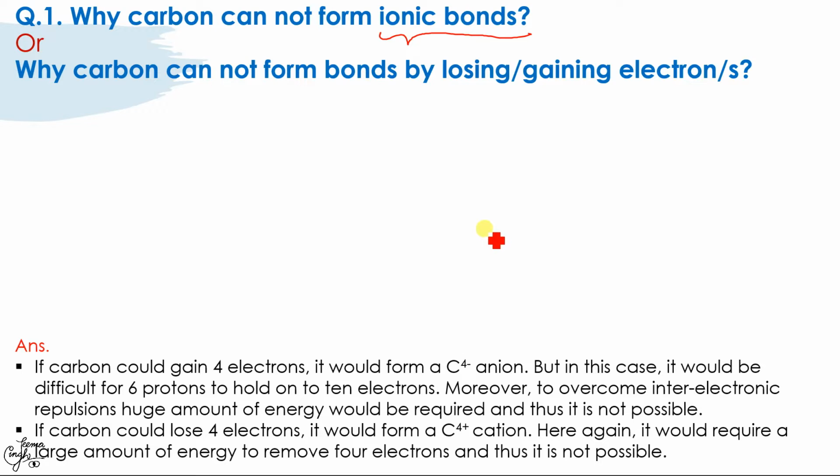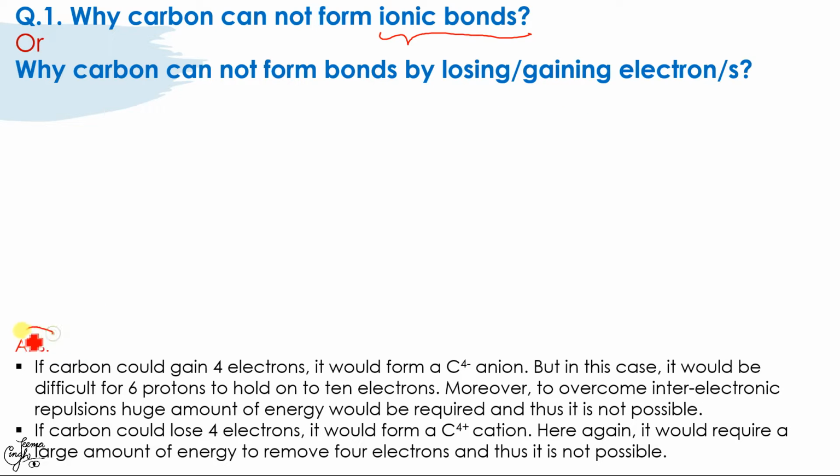There you have learned bonds are formed between a metal and non-metal by losing as well as gaining of electron, where the metal loses electron and the non-metal gains electron, and the bond or the force of attraction between them is called as electrostatic force of attraction, and the resultant bond is called as ionic bonds. So here it has been asked, why carbon cannot do the same? Why can't it form bond by losing or gaining electrons?